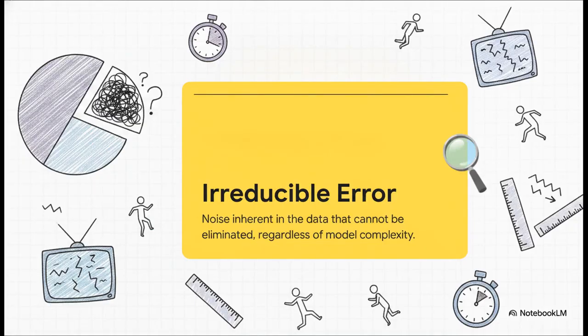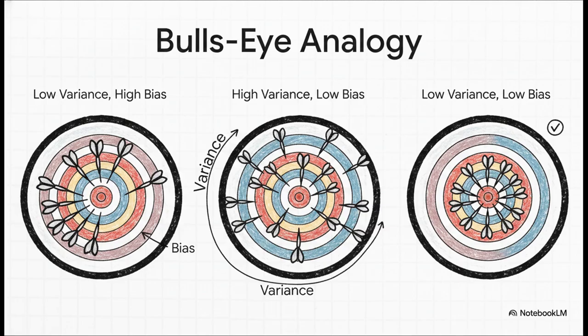But wait, what about that third piece of the puzzle? This is super fascinating. It's called irreducible error. This represents the inherent noise in the universe itself. Let's face it, sometimes data is just messy. Sensors have static, human behavior is totally unpredictable, measurements have physical limits. This type of error absolutely cannot be eliminated no matter how insanely complex or perfectly tuned your algorithm is. A literal perfect score of 0 error? Scientifically impossible.